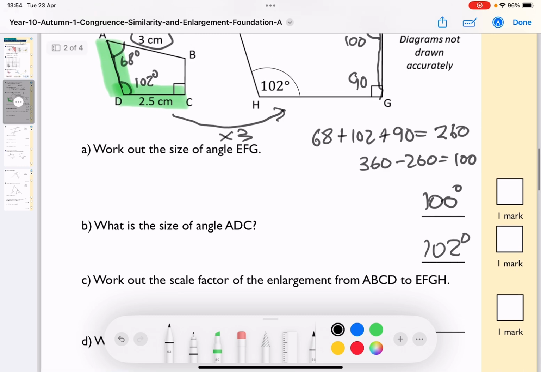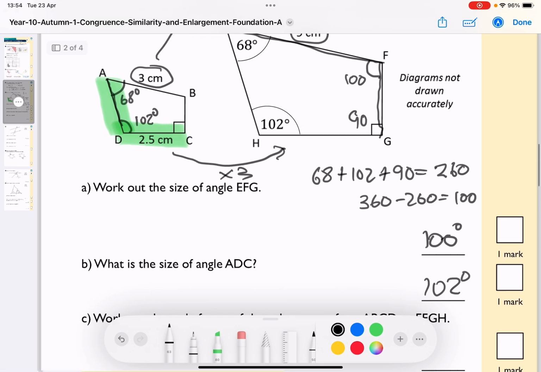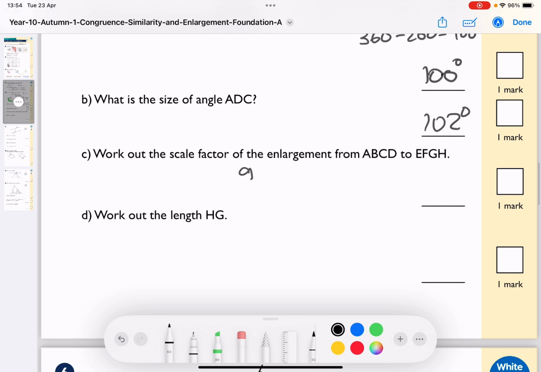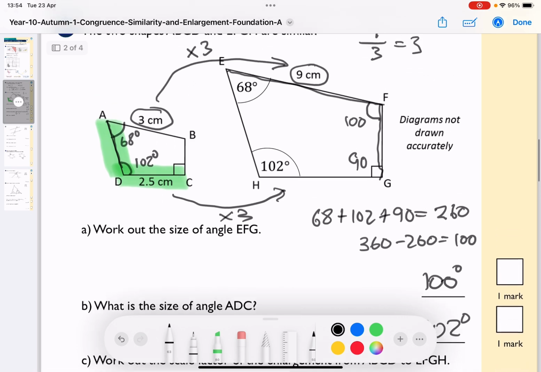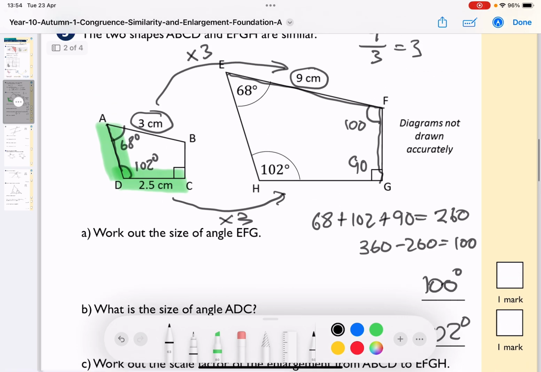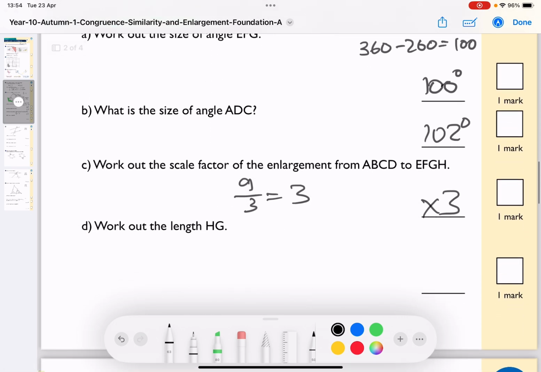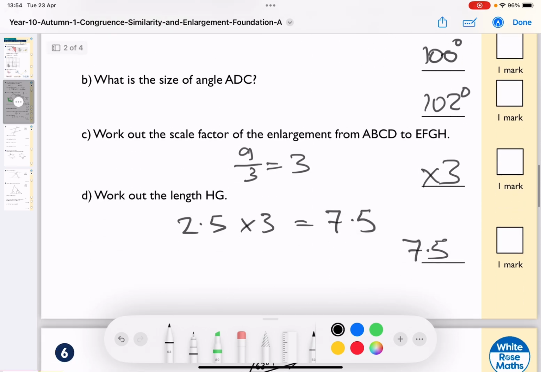Work out the scale factor of the enlargement. Well, I've already done that. The working out was 9 divided by 3, which is 3. So the scale factor is times by 3. And work out the length H to G. Well, because I've got that scale factor, I can see that it's 2.5 times by 3, which is 7.5. 7.5. Are there any units? Yes, I'll write those down as centimetres.